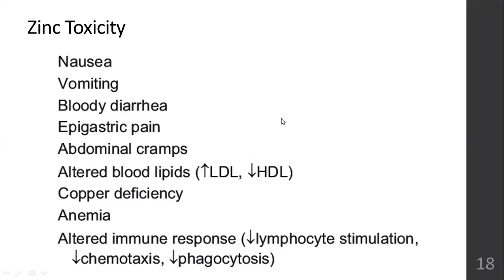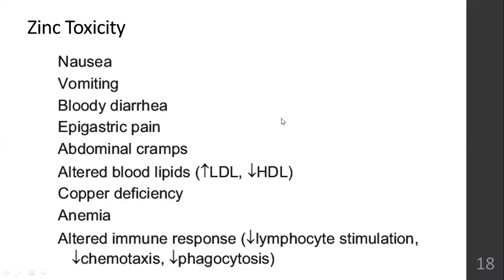And zinc toxicity can also lead to nausea, vomiting, diarrhea, epigastric pain. Okay, that is upper stomach. Epigastric pain means not the lower abdomen, not the mid part, but the upper stomach, just below your chest. Pain in that area, abdominal cramps, increased low density lipids, LDL, decreased HDL, so cholesterol issues, and copper deficiency, because zinc toxicity will lead to copper deficiency.